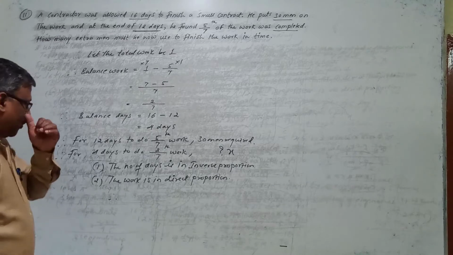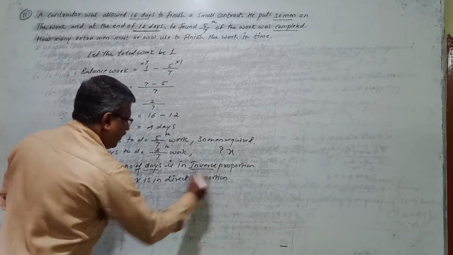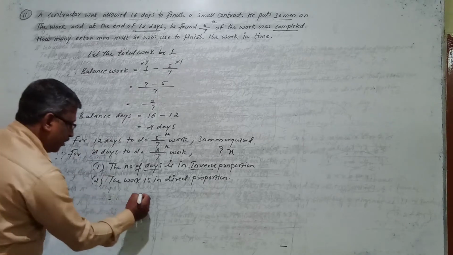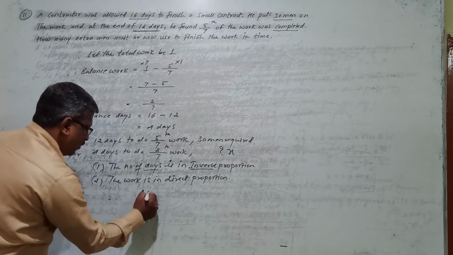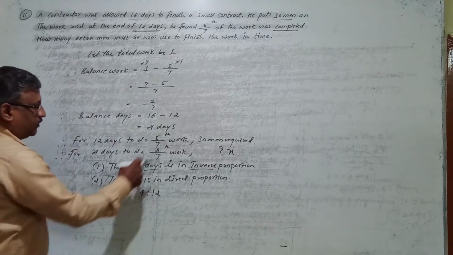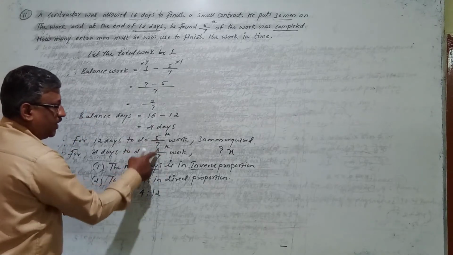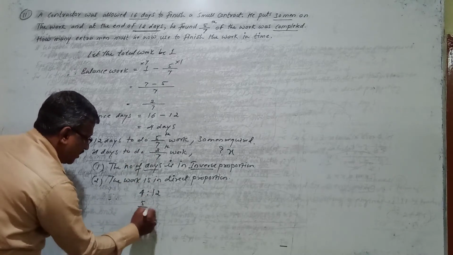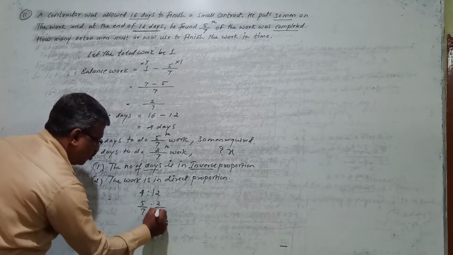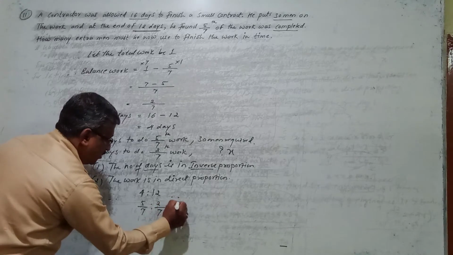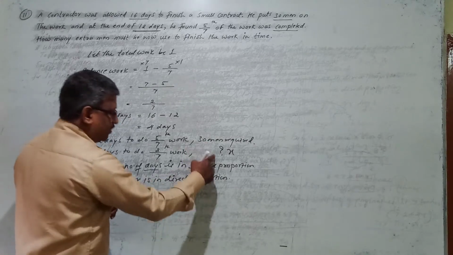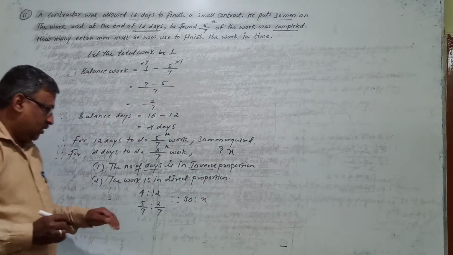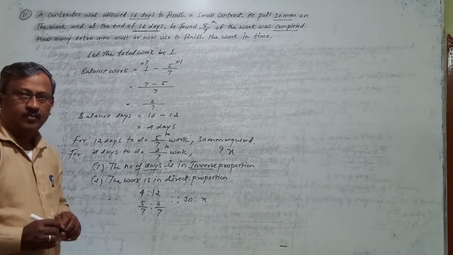How do you put the proportion? Here the number of days are in inverse, so how do you write the ratio of days? 4:12. Then the work is in direct, so it is written as 5/7:2/7. And these two ratios you write equal to the last ratio, which is 30:x. So this is how we put the proportion.